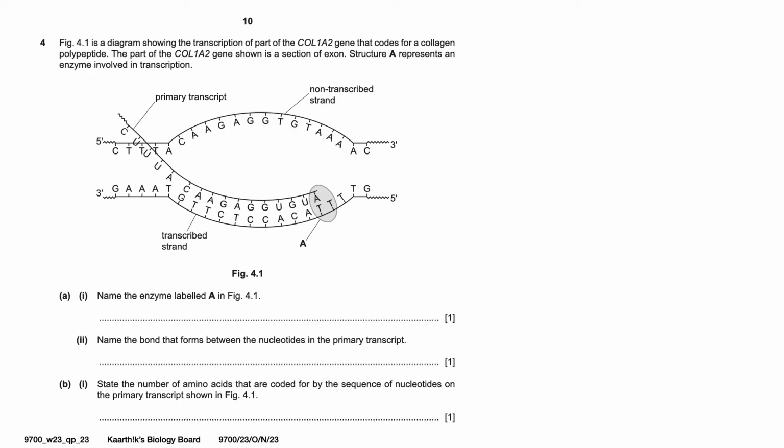Before moving on to this question, we should know that they are talking about transcription. Transcription involves the synthesis of mRNA. The enzyme involved in the synthesis of mRNA is RNA polymerase. DNA polymerase comes into play during DNA replication, but here it is the synthesis of RNA. So RNA polymerase is the enzyme used for the synthesis of mRNA.